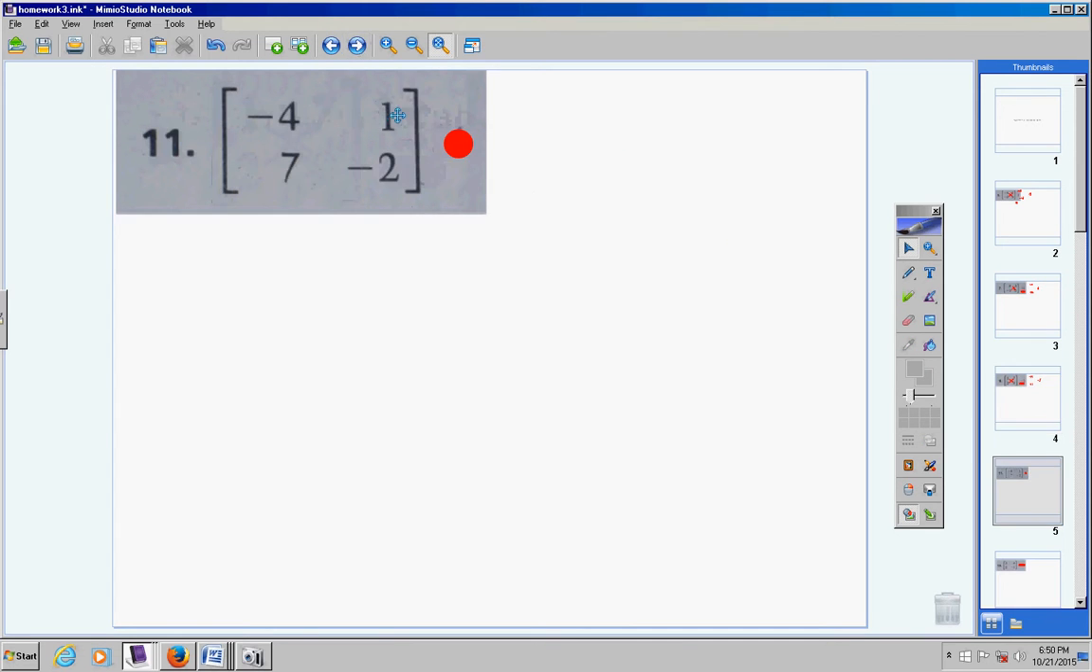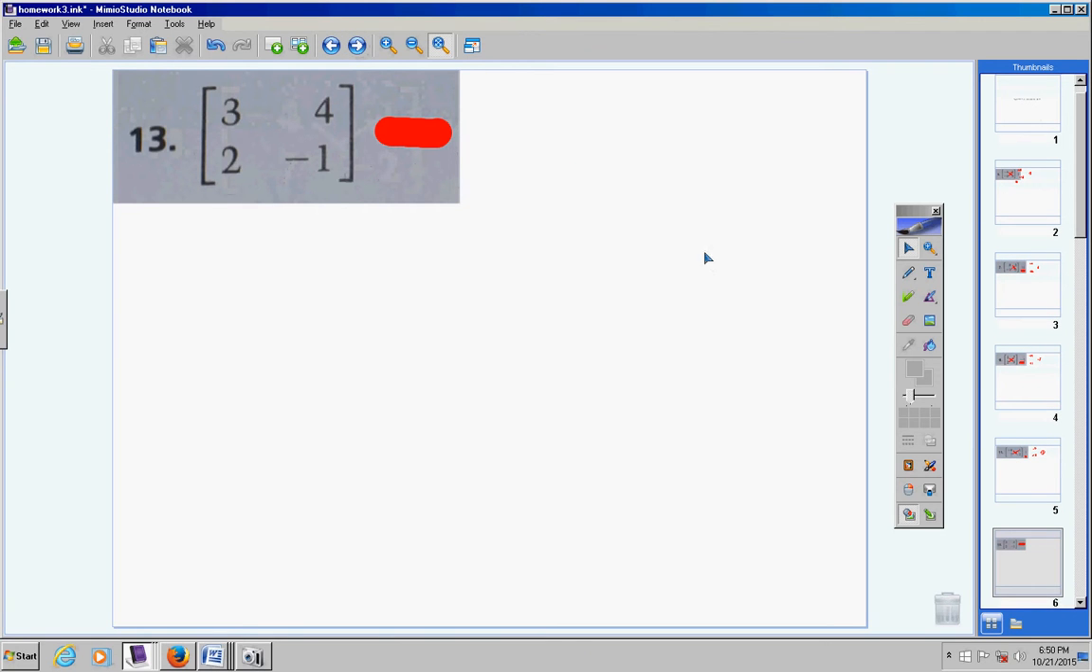Moving on to number 11. We're going to multiply diagonally up and we change the sign, so we get a 7, we put a negative 7. Multiply diagonally down, we do not change the sign, we get a positive 8. Negative 4 times negative 2, positive 8. Now we combine these two numbers and we get a 1. And the answer is 1.